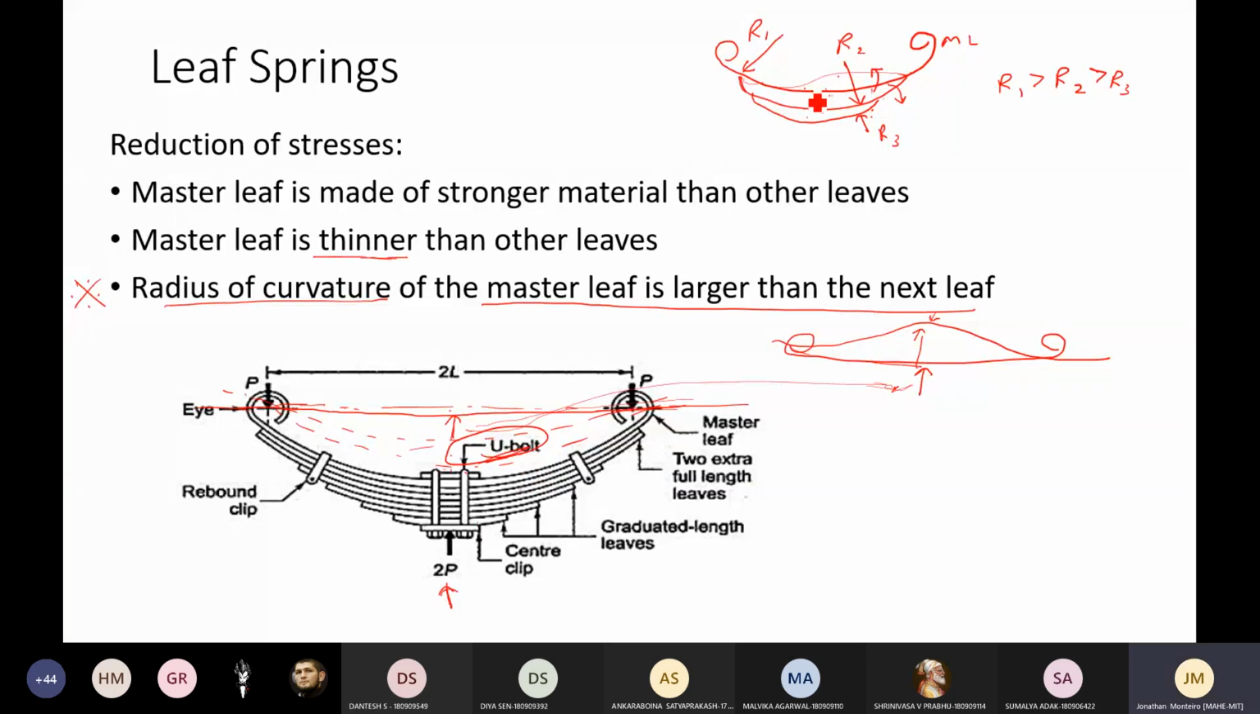Okay, and this gap, it is called nip, NIP. Okay, this gap between these two leaves is called as nip. So nip is essentially the gap that is purposely made.